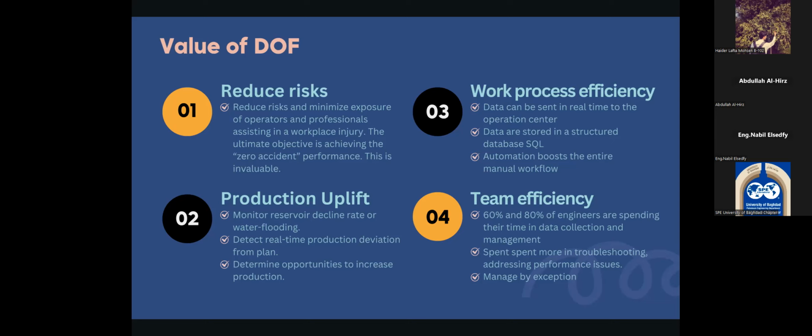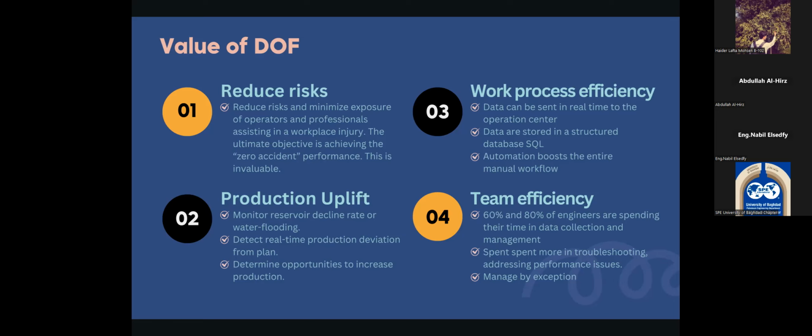And the last one on the production uplift is to determine opportunities to increase production. Each field has a list of idle wells, or wells that have been shut in for a long time, and you need a proper plan to bring those wells into production to increase the production uplift of your field. And those models or workflows of digital oil field can help to determine the opportunities to increase that production. So this is the second value of digital oil field.